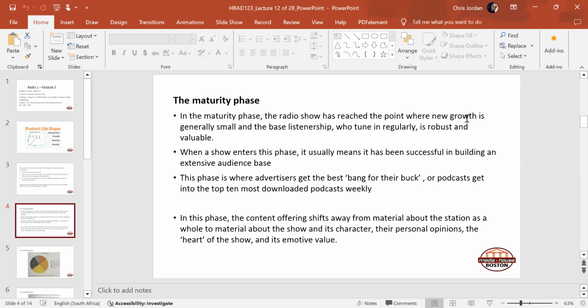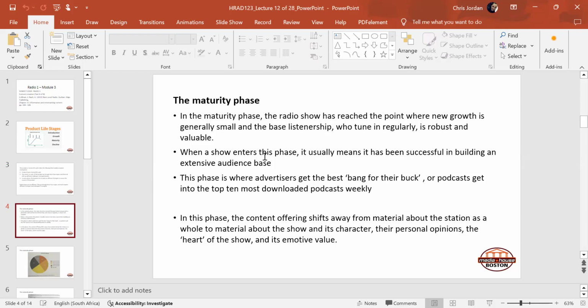And they're very happy with the product, because they wouldn't have been with us throughout the introductory and the growth phase to be with us in the maturity phase if they weren't happy, right? So we really optimized those two previous phases, and now we're optimizing this. So when a show enters this particular phase, it usually means it has been successful so far in building that extensive audience base.